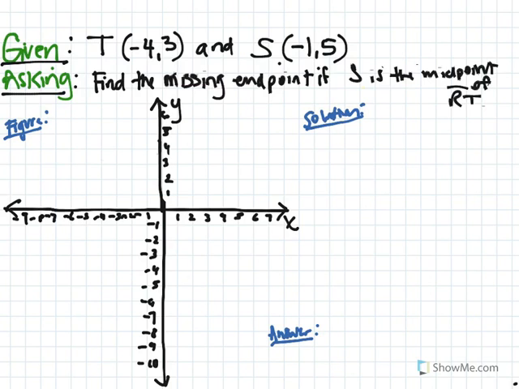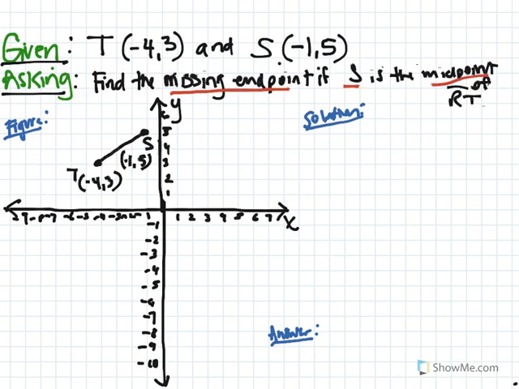We have T over here. S is over here. I'm going to connect them. So I made my figure. And then find the missing endpoint if S is the midpoint of RT. Okay, I'm going to underline the important information. So we have a missing endpoint, and then we are given the midpoint, which is S.